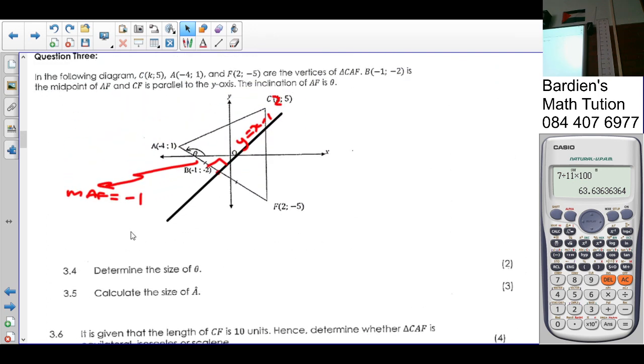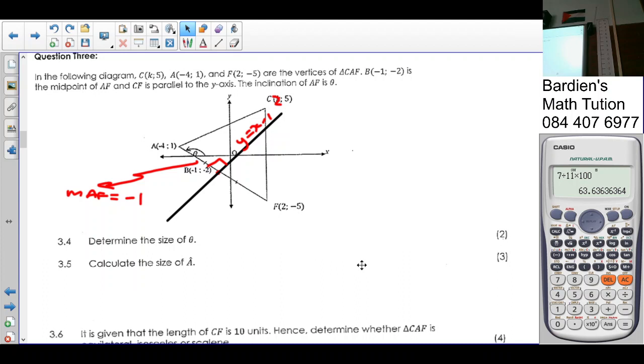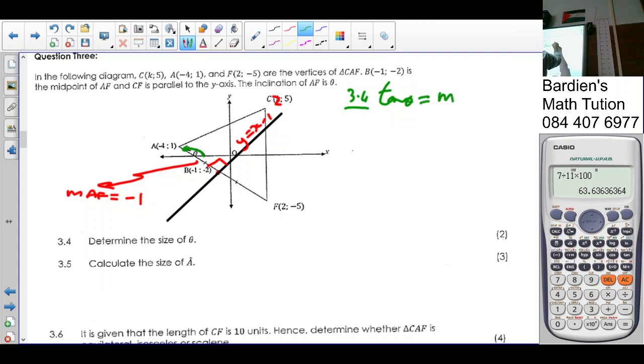The next question says, determine the size of angle theta. So if you're looking at theta, what do I need to calculate theta? I need tan of the gradient. So tan of theta is going to be the gradient of AF. But we know what the gradient of AF is. The gradient of AF is negative 1. So arctan of negative 1 is negative 45. Plus 180 gives you an answer of 135. So your theta angle is 135 degrees. You guys understand? Then they want you to work out angle A.